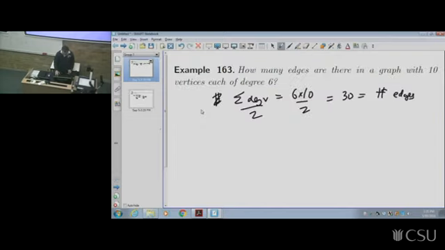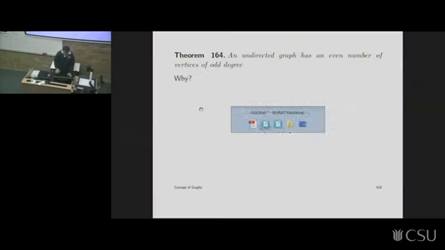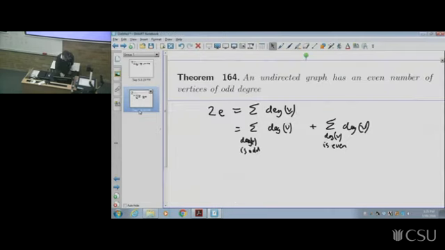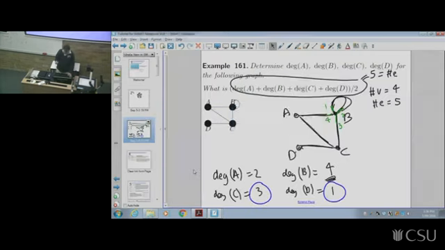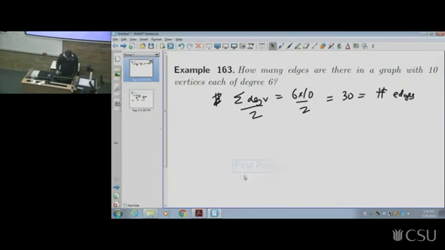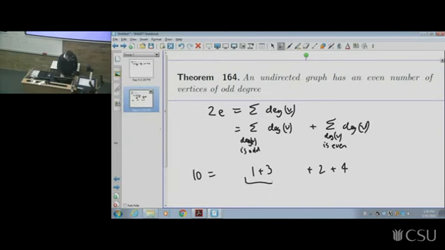In terms of what we had a second ago, the numbers we had were 2, 4, 3 and 1. So in our little example we had 10 equal to the odd degrees, 1 plus 3, and the even degrees, 2 and 4. We just have the numbers 1, 3, 2 and 4, and we're just reordering the sums, putting all the odd ones together and all the even ones together. Essentially that's what we're really doing.